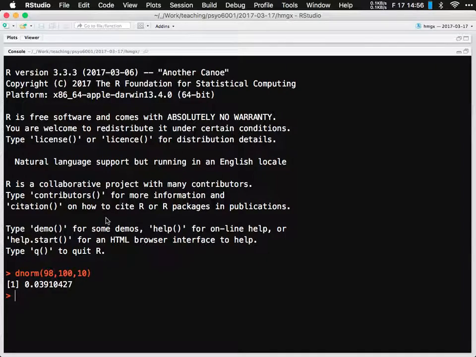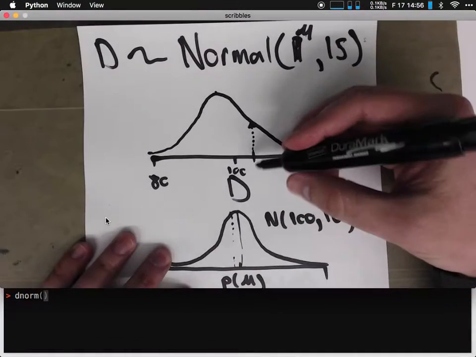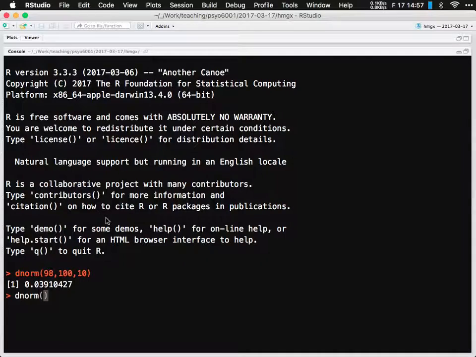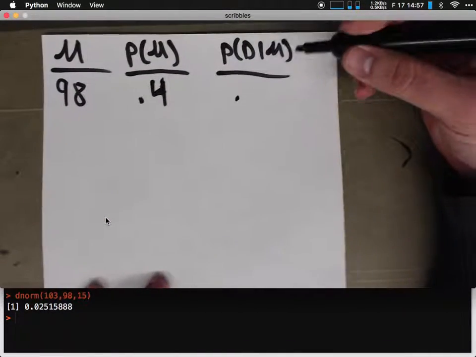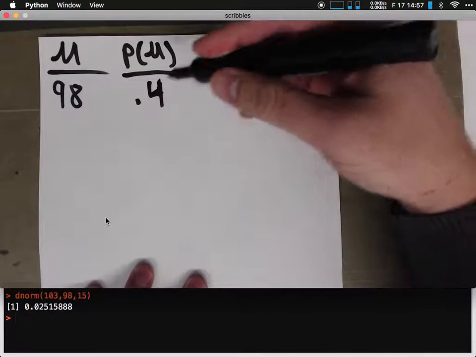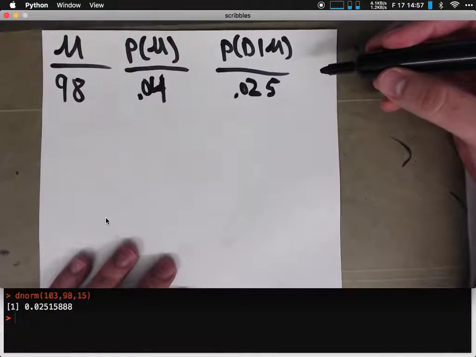So going back over, we'd say dnorm, and the data point, say this data point is 103. So we'd say the height of the curve for 103 given a mean of 98 and a standard deviation of 15. About 0.25. So we can plug in 0.25. There we go. And this is 0.04? Yeah, 0.04. All right.